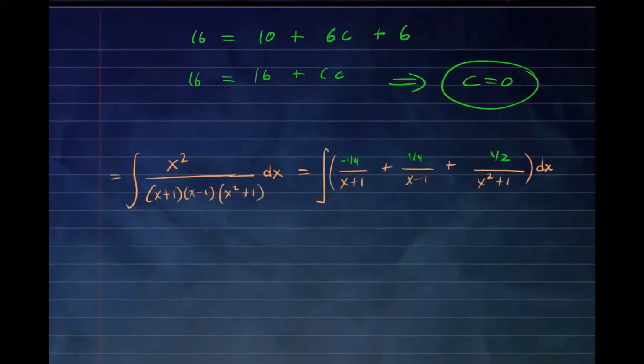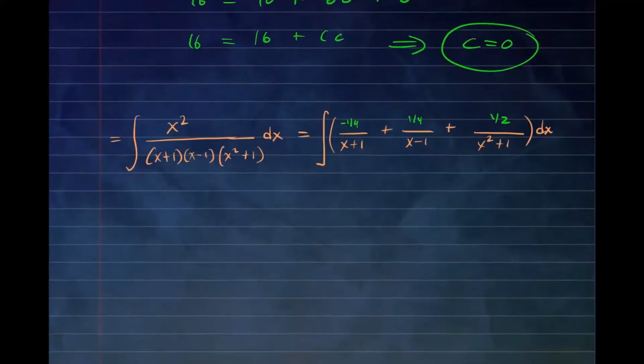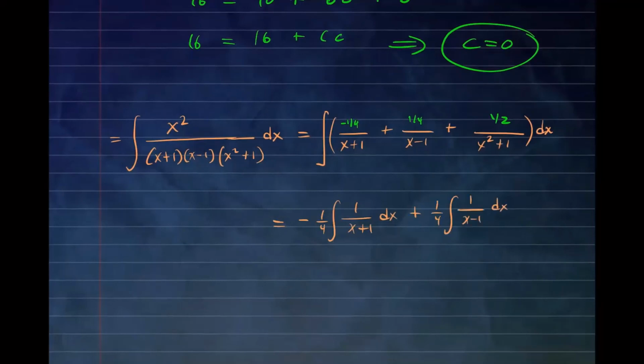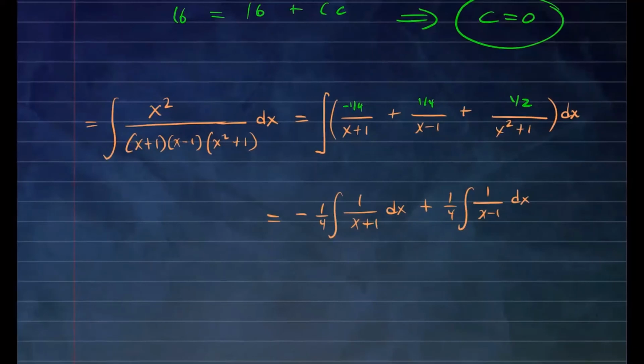All right, so now let's integrate these. I'll separate it into 3 pieces. This is -1/4 integral of 1/(x plus 1) plus 1/4 integral of 1/(x minus 1). And the last one, pull out the 1/2. You have the integral of 1/(x squared plus 1) dx. Now the integral of 1/(x plus 1) is ln of x plus 1. This is -1/4 ln of the absolute value of x plus 1.